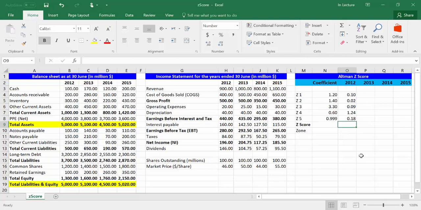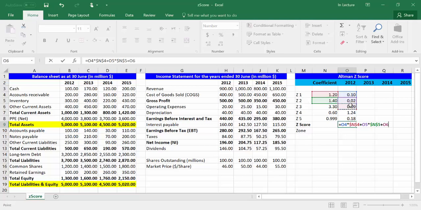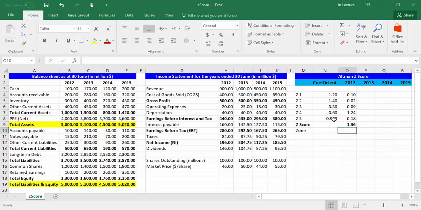In cell O9, write equal, O4 times N4, press F4, plus O5 times N5, press F4, plus O6 times N6, press F4, plus O7 times N7, press F4, plus O8 times N8, press F4. Press Enter.